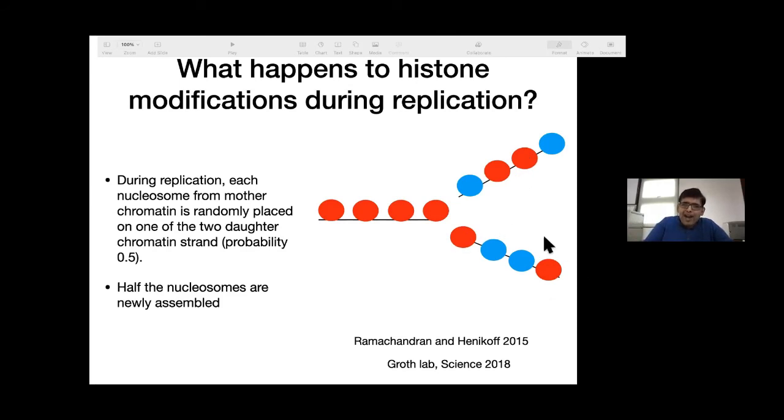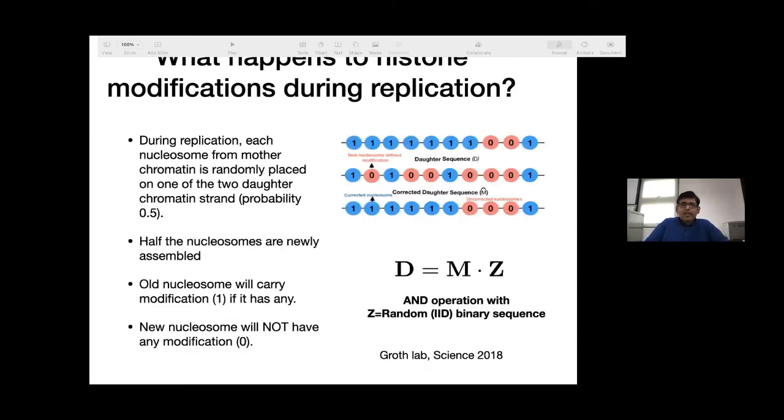So in any daughter chromatin, any new DNA, new chromatin, you will have half nucleosomes which have old chemical marks and half nucleosomes which do not have the old chemical marks. So each chromatin after replication will only have half the information, and you have to reconstruct the full information from half the information. So that is the question: how do they do it?